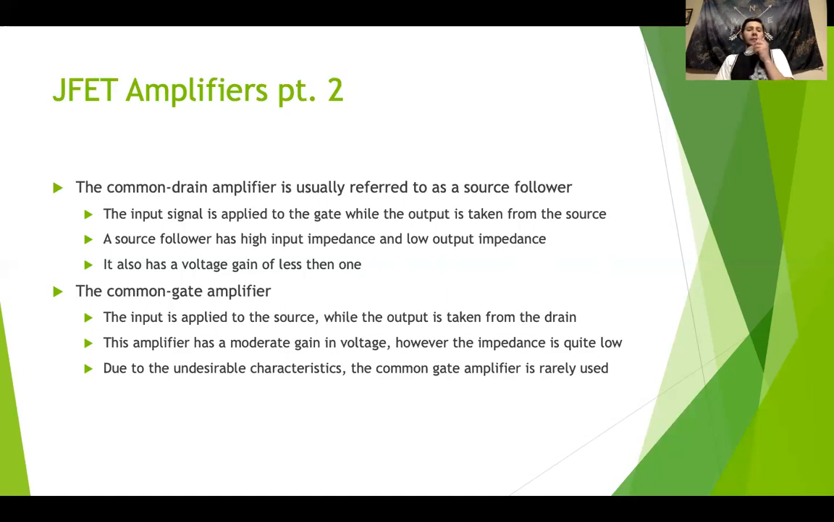The common gate amplifier has its input applied to the source while the output is taken from the drain. This amplifier has a moderate gain in voltage. However, the impedance is very low in both input and output. So due to these undesirable characteristics, the common gate amplifier is rarely used when you're dealing with JFETs.